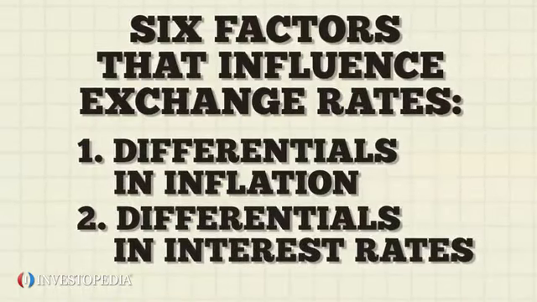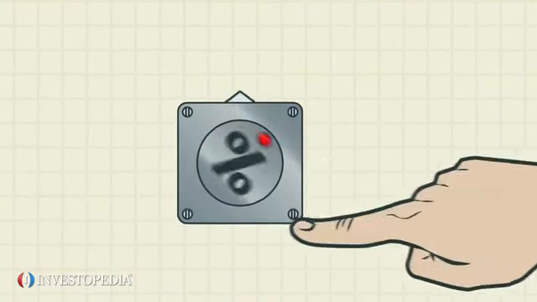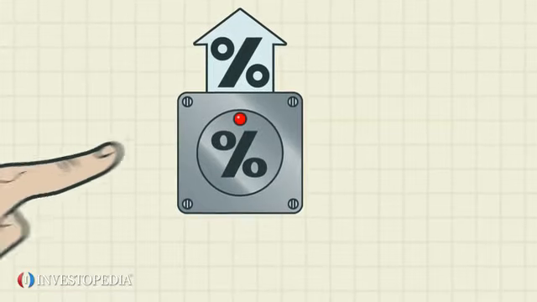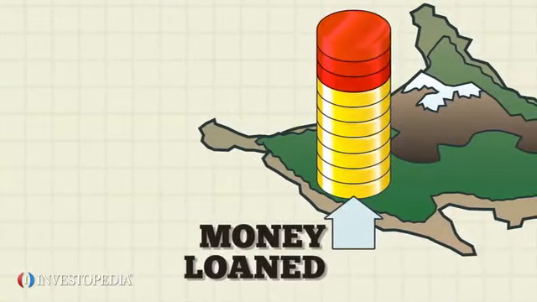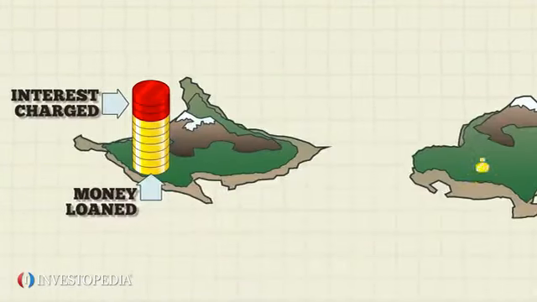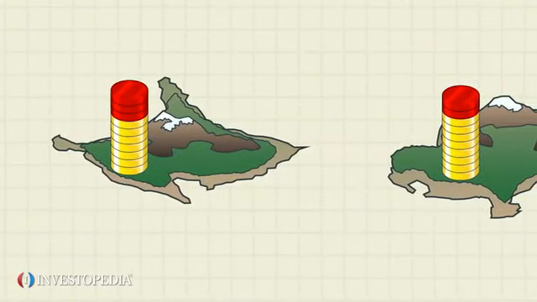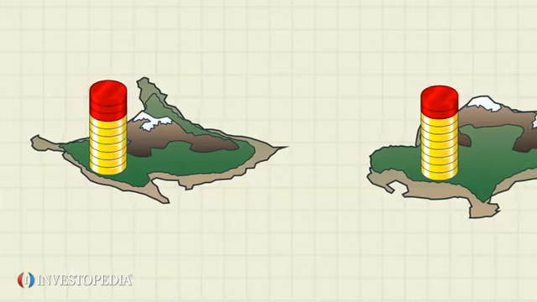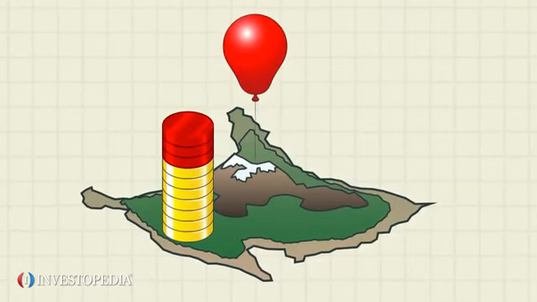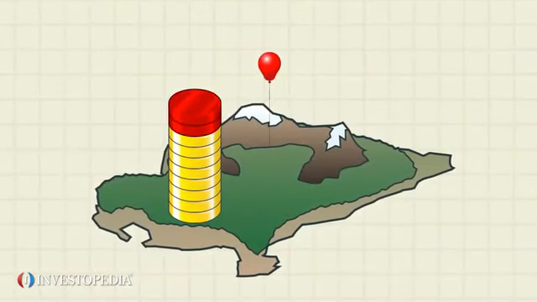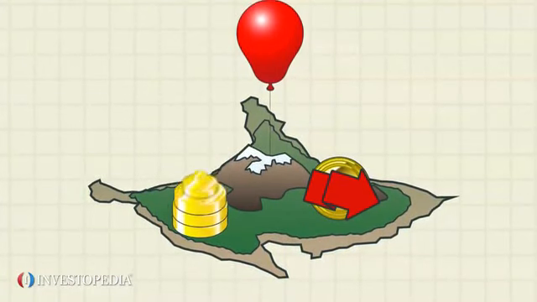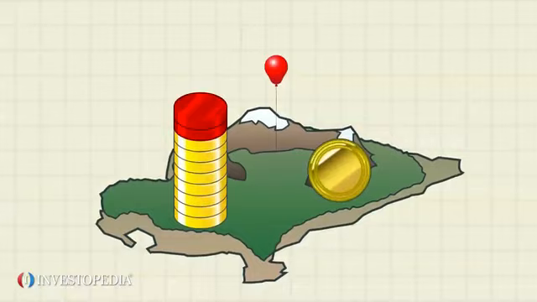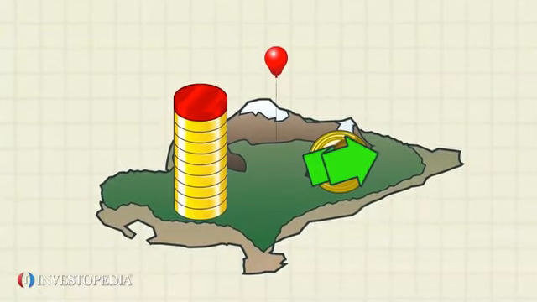Factor 2. Differentials in interest rates. By manipulating interest rates, central banks exert influence over both inflation and exchange rates. Higher interest rates offer lenders a higher return relative to other countries. The impact of higher interest rates is mitigated, however, if a country's inflation is much higher than other countries, or if additional factors serve to drive their currency value down. The opposite relationship exists for decreasing interest rates.